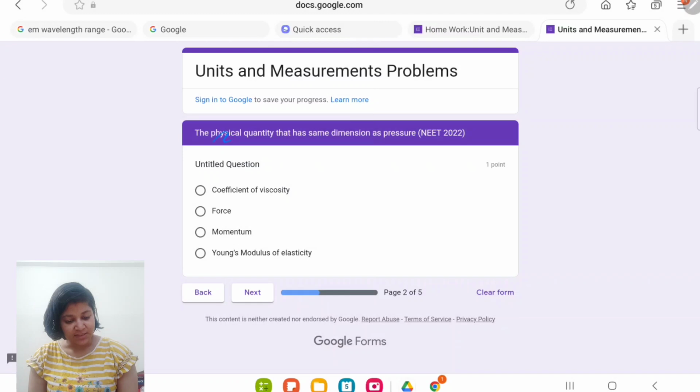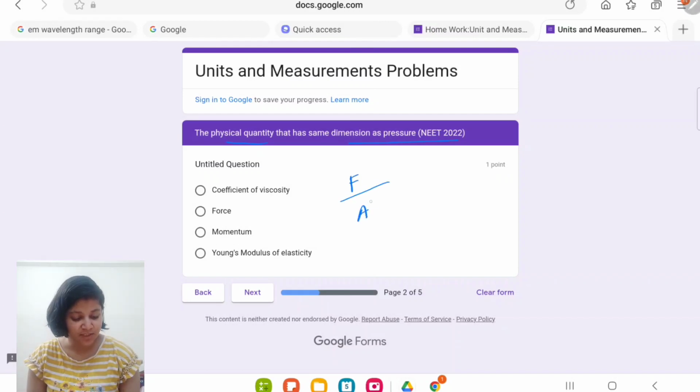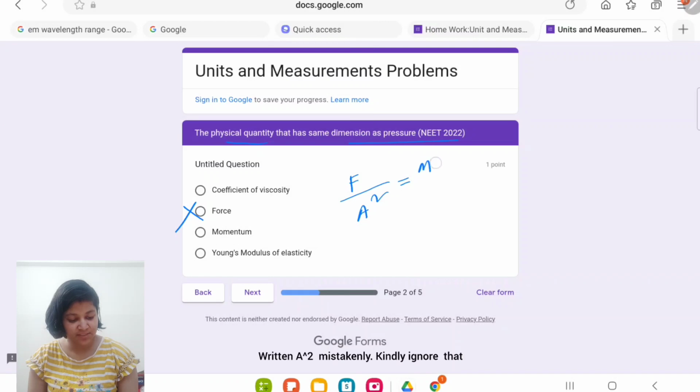In this problem, they are asking for the physical quantity that has the same dimension as that of pressure. What is pressure? Pressure is nothing but force per unit area. So this option cancels out. Force per unit area is M L T to the minus 2 by L square. Momentum also cancels out because momentum is m into v. So this cancels out. What is Young's modulus of elasticity?